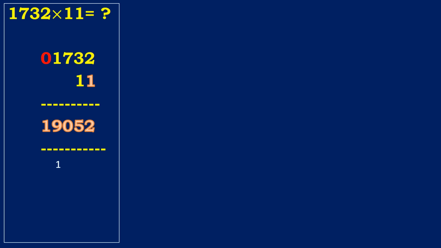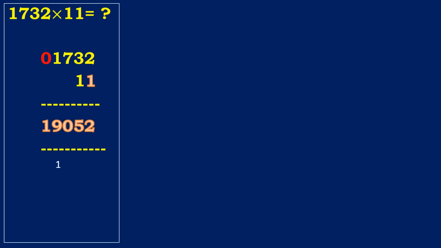The second step here is this 1 has to be multiplied with 3. 1 into 3 is equal to 3 plus the previous digit 2. So, 1 into 3 is 3 plus 2 will give us 5. Similarly, moving on with the remaining digits, 1 into 7 is 7 plus the previous digit 3. 7 plus 3 is 10. So we get 0 in the answer and 1 gets carried forward.